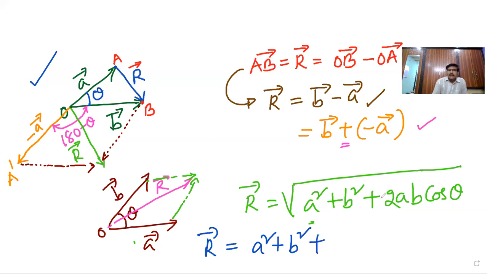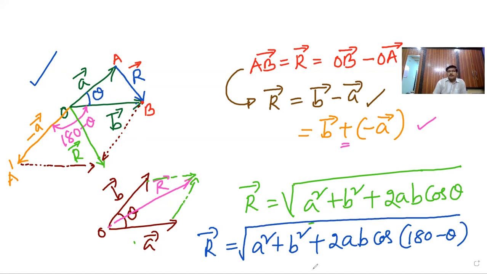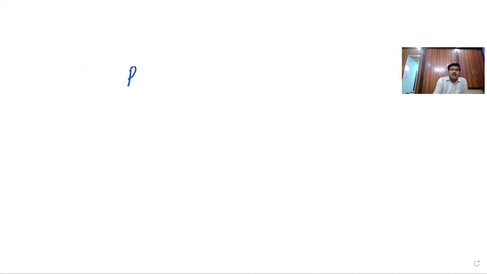Plus, again, magnitude A, 2A and B, and the cos of the angle between them. The angle between them is not theta, it is 180 minus theta. So cos of 180 minus theta. Clear? Cos of 180 minus theta, from trigonometric principles, is minus cos theta. So now R bar becomes square root of A square plus B square minus 2AB cos theta.